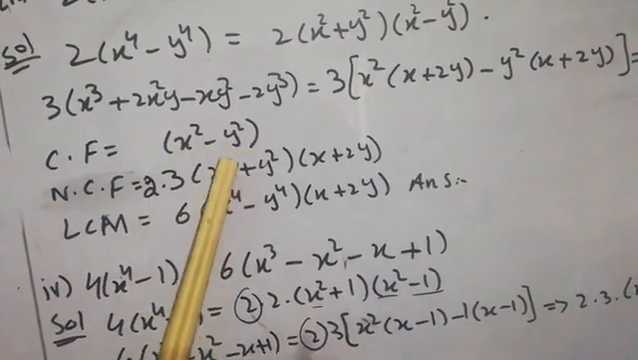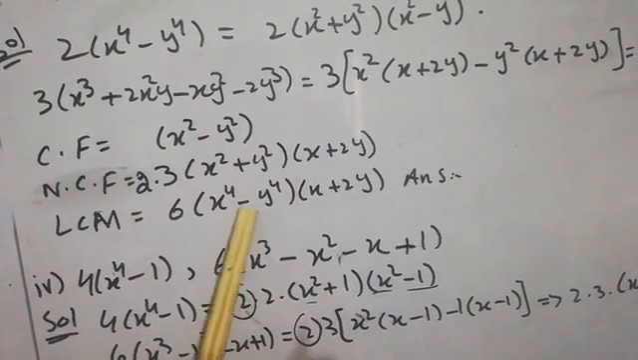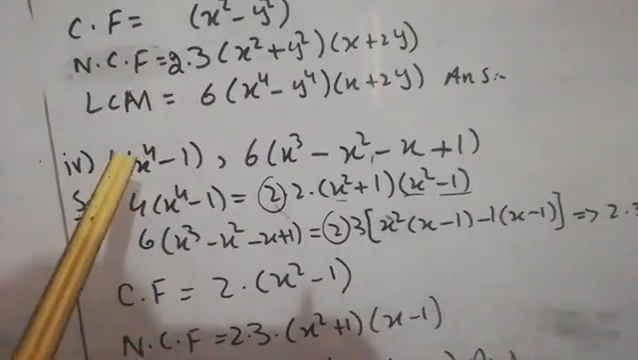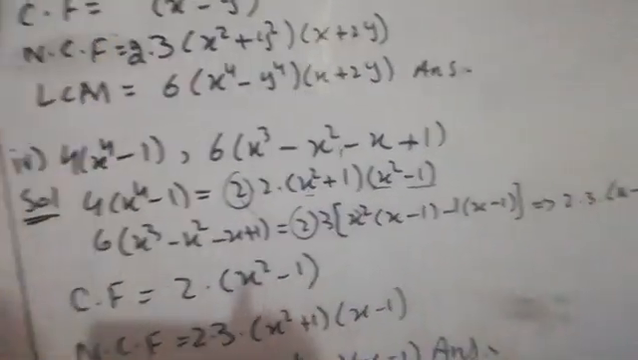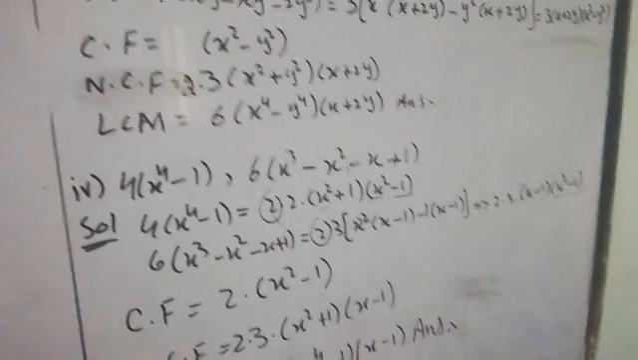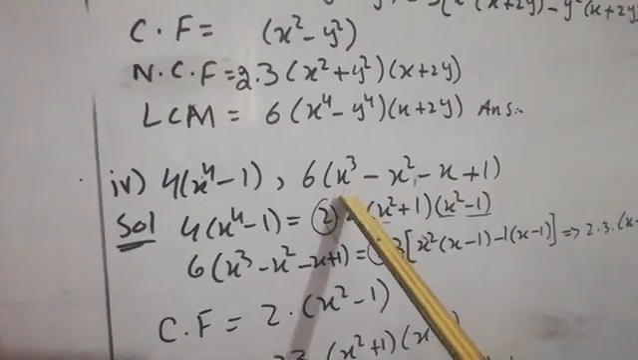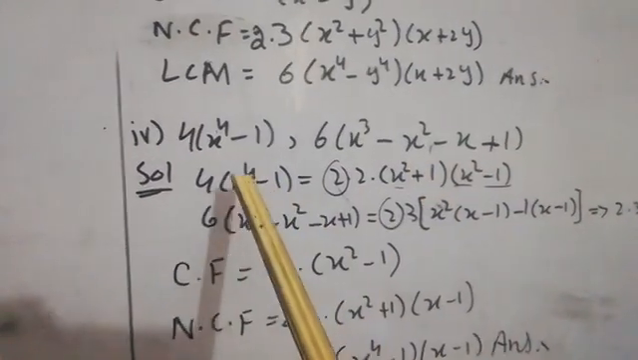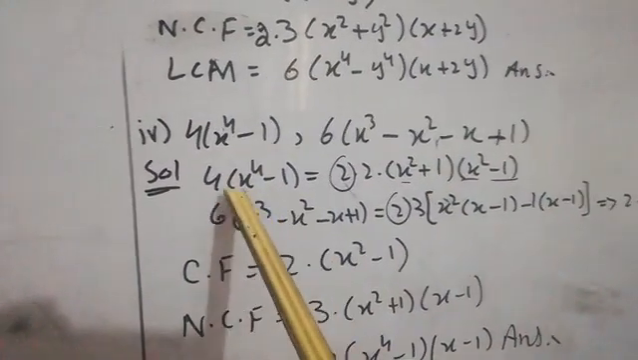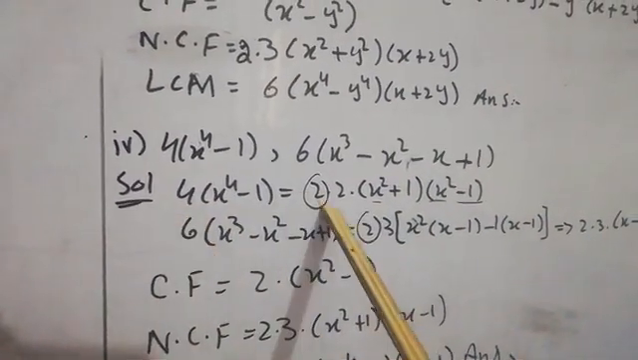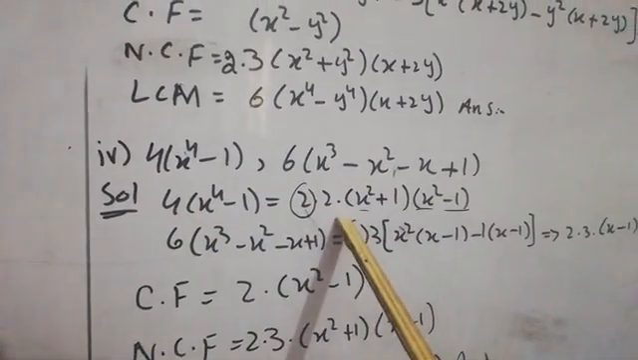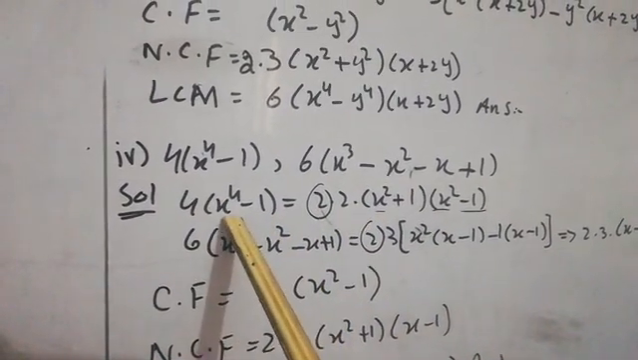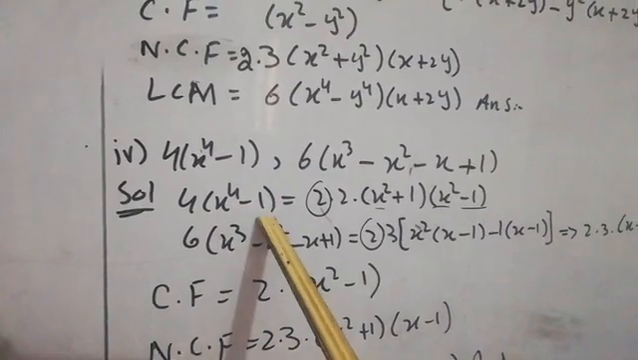Equals 6 into x plus 2y into x4 minus y4. Now part number 4 is 2x4 minus 2 and 6x cube minus x square minus x plus 1. Dear students, we will write the first expression: 2x4 minus 2 is the product of 2 into x4 minus 1, which is the product of 2 into x square plus 1 and x square minus 1.